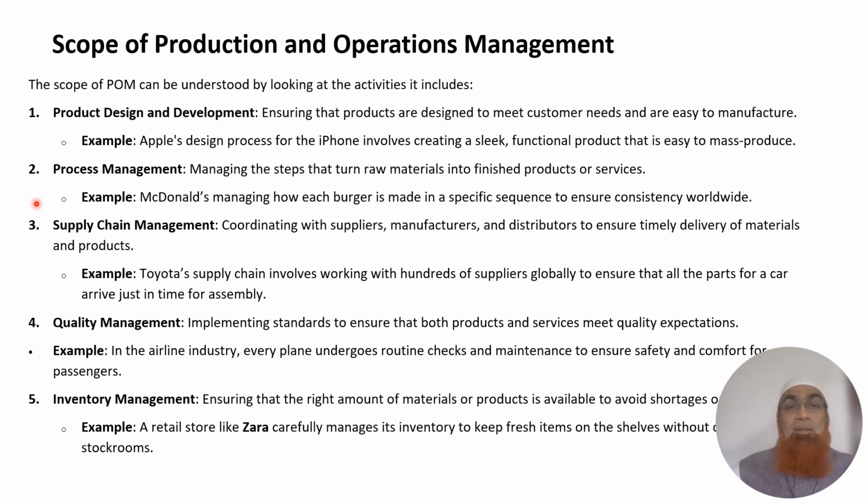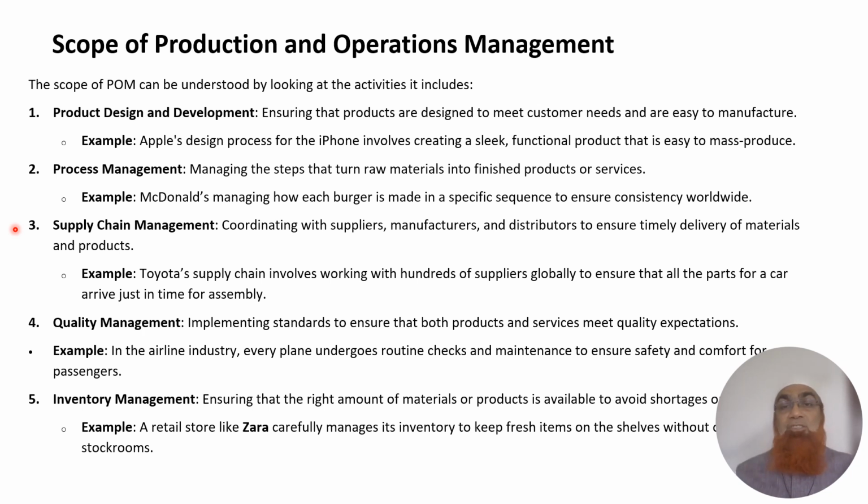For example, McDonald's managing how each burger is made in a specific sequence to ensure consistency worldwide. So whether you take a burger in India, in Dubai, or somewhere else, you will see the taste of the burger will more or less remain the same. And that is also applicable to some of the larger food chains in India or outside India. Third important point is supply chain management.